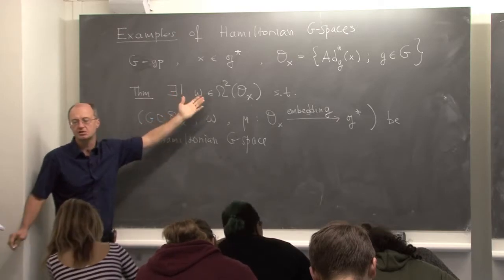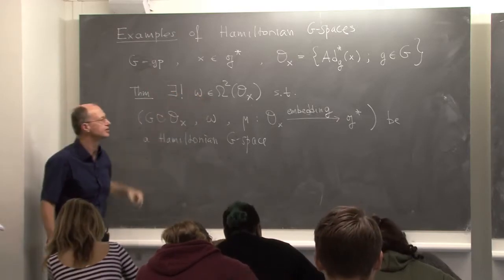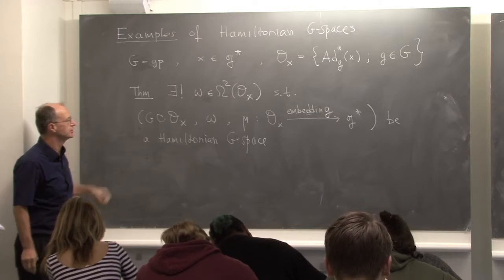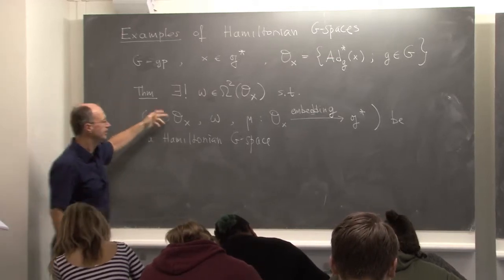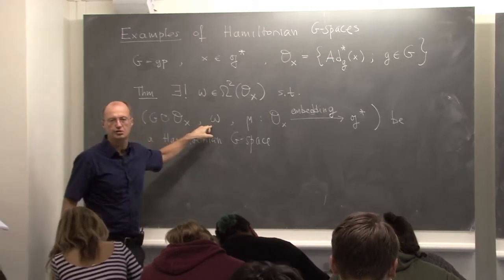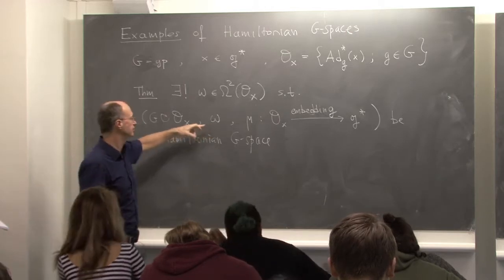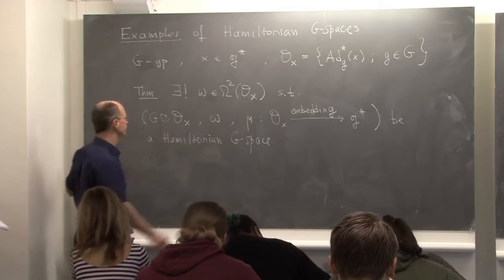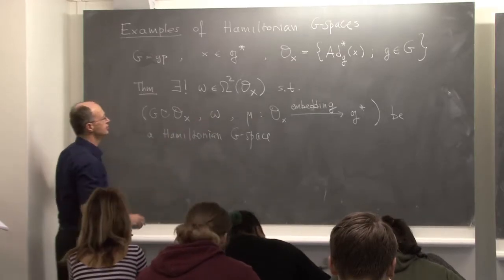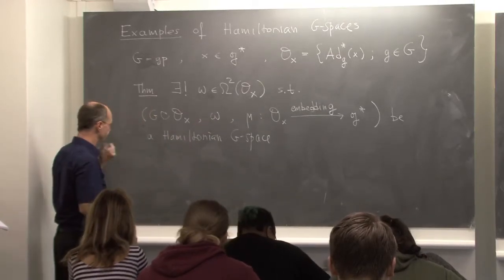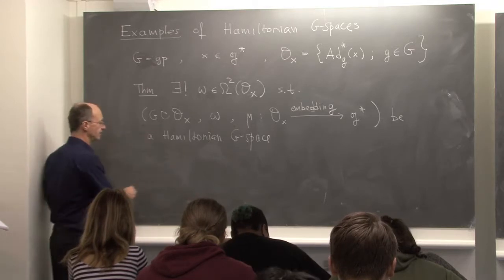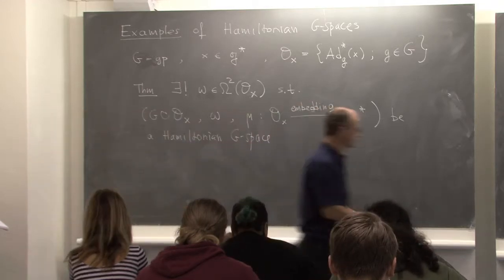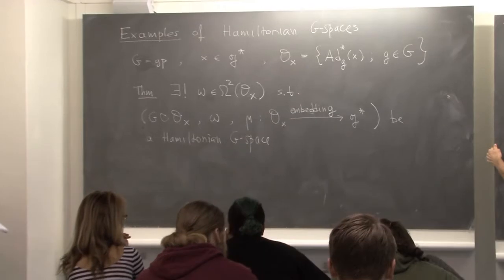So there is a unique way to make this space, which to start with is not symplectic at all. It's just an orbit of a group action in G star, but it turns out that there is a unique way to make it into a Hamiltonian G space, and for that we need to figure out what this omega is and to see that it exists, that it is symplectic. So let's try to prove this theorem.